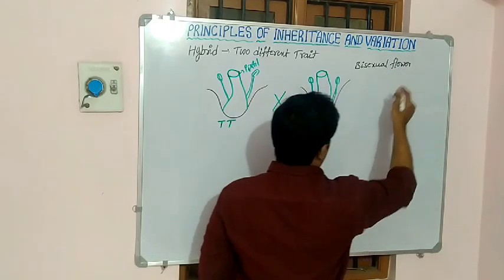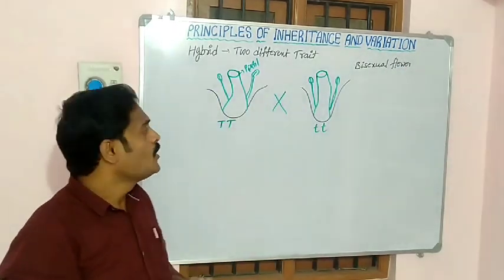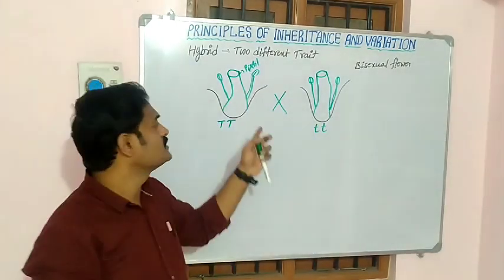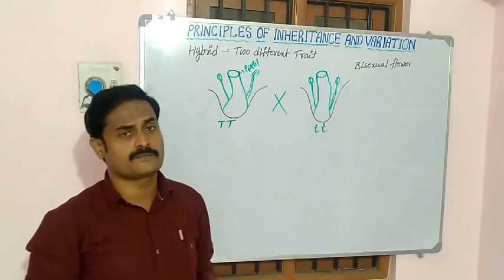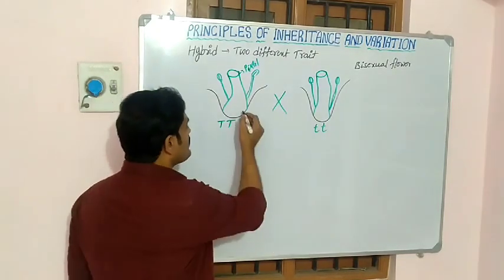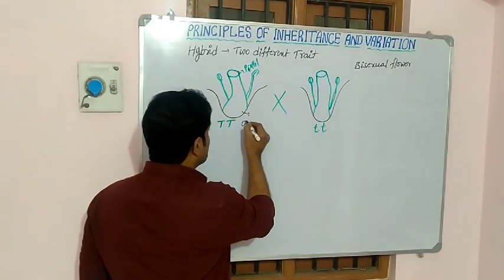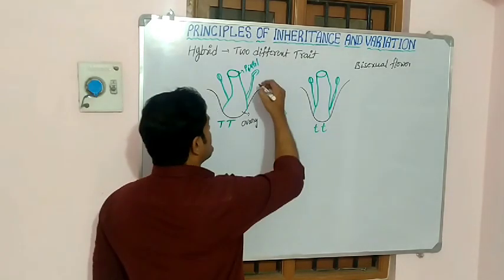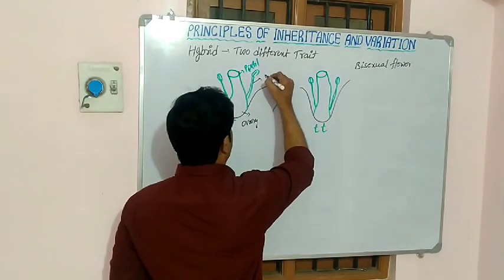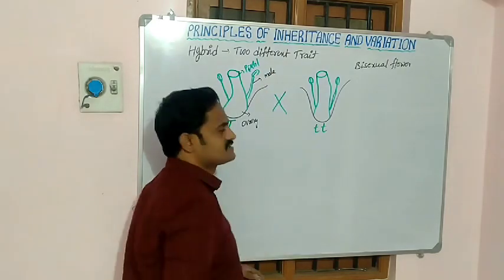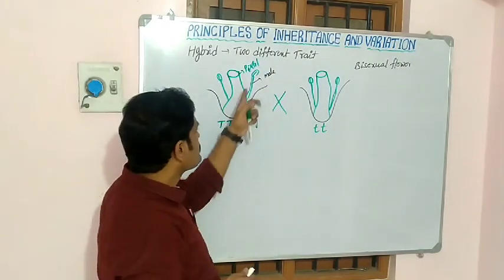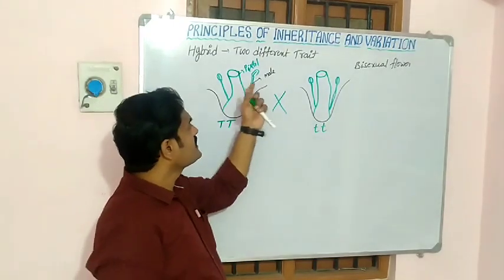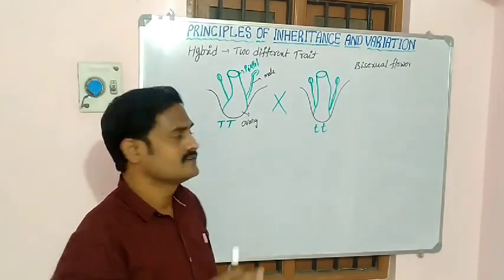What are bisexual flowers? Both male and female organs are present. Here the ovary is female, and the stamens are the male organs. From the stamens, the anther produces the pollen grains. The pollen grains are the male cells.